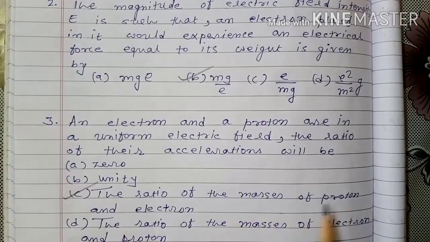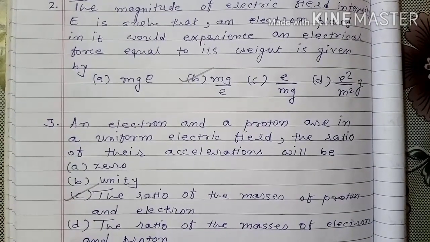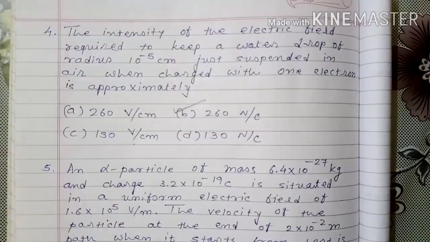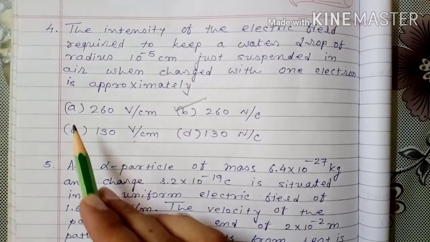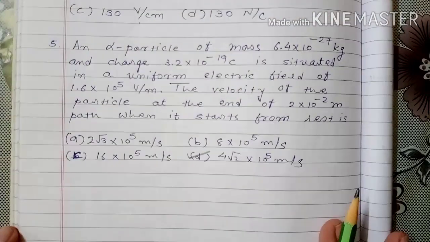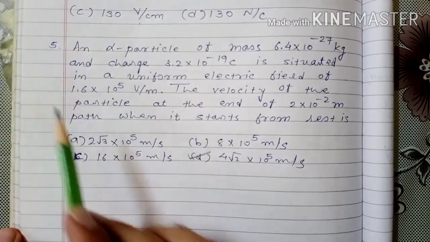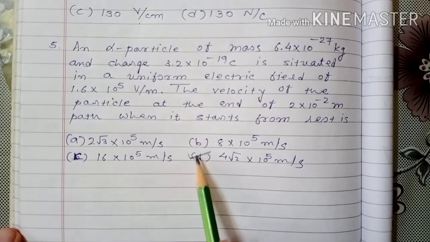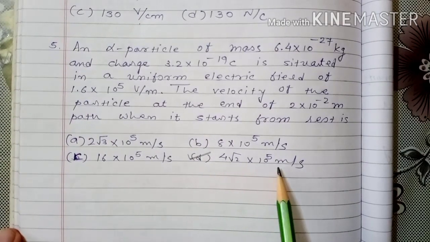The ratio of the masses of proton and electron. Correct answer of MCQ number 4 is B, 260 Newton per Coulomb. And correct answer of MCQ number 5 is option number D, 4 root 2 into 10 raised to 5 meter per second.